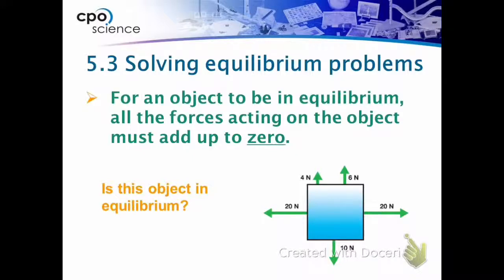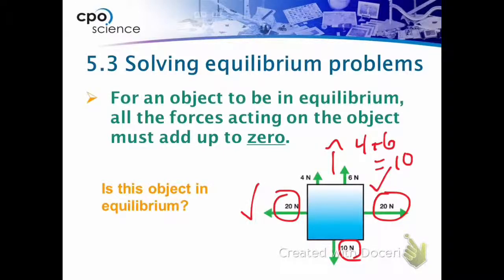Based on knowing whether something is in equilibrium or not, you're going to be able to do some word problems. For an object to be in equilibrium, we've defined that as all the forces adding up to 0. So you can see a simple question like this: is this object in equilibrium? So look at each direction independently. Going up, we've got 4 plus 6. We've got 10 newtons up, 10 newtons down. So right there, those are balanced. Those are in equilibrium. 20 newtons to the right, 20 newtons to the left. Those are also in equilibrium. So we would say, yes, this object is in equilibrium. The forces acting on it are balanced.